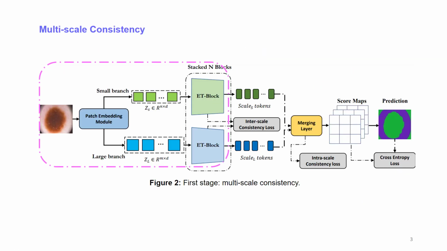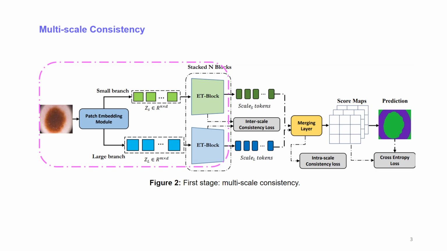To model multi-scale consistency, we created two branches where the first branch operates on the small tokenized sequence while the second branch operates on the large tokenized sequence. So we use the same network, which contains the stacked M blocks of the efficient transformer block. Once we operate these efficient transformer blocks on the input sequence, we generate the representation. So using the generated representation, we aim to define the inter-scale consistency loss.